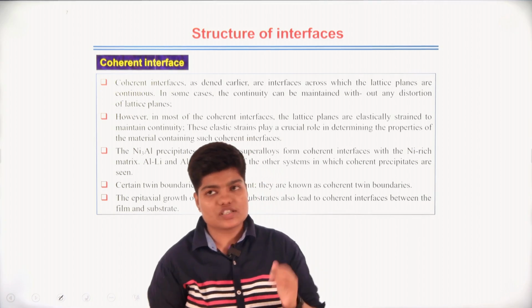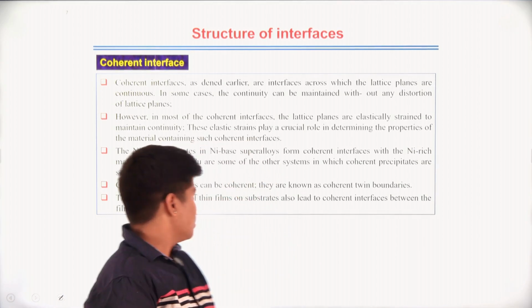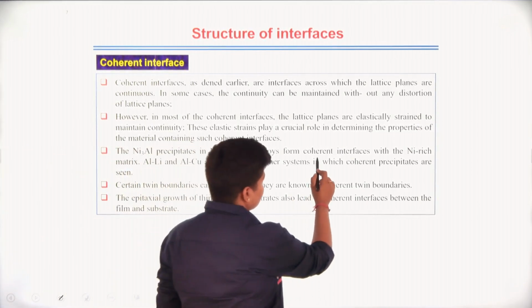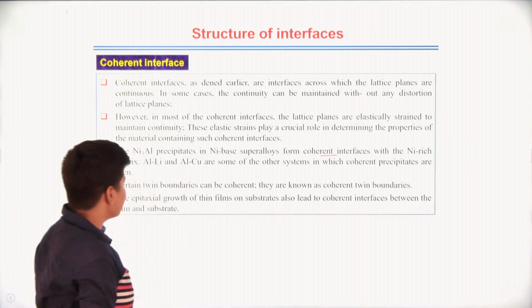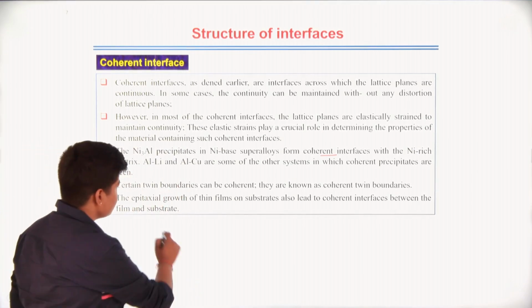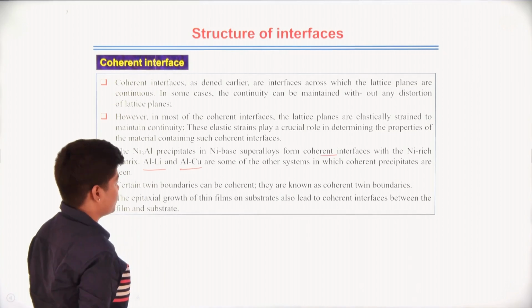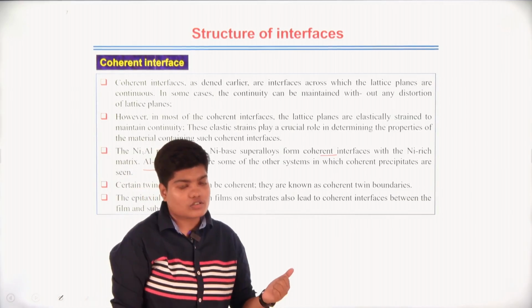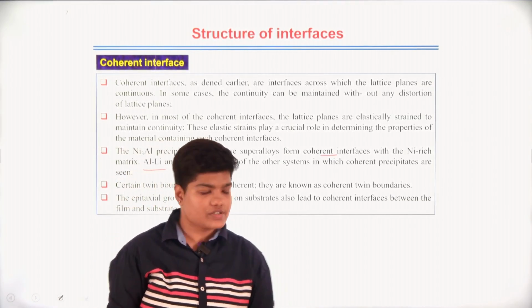The example is nickel 3 aluminium precipitates in a nickel-based superalloy, which form coherent interfaces with the nickel-rich matrix. Other examples are aluminium-lithium and aluminium-copper. Certain twin boundaries can also be coherent, and are known as coherent twin boundaries.